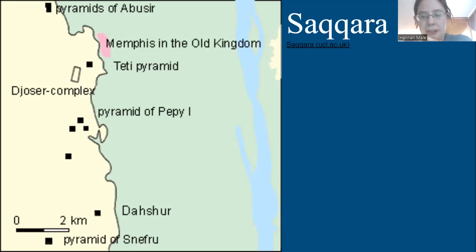But during the Old Kingdom, it was mostly a royal burial ground. So it's probably most famous for the step pyramid, which is somewhere here. And then the capital, Memphis, in the Old Kingdom was somewhere here. So around here is where modern Cairo is. It also has the pyramids of Abu Sir, and some other royal burial grounds here as well.